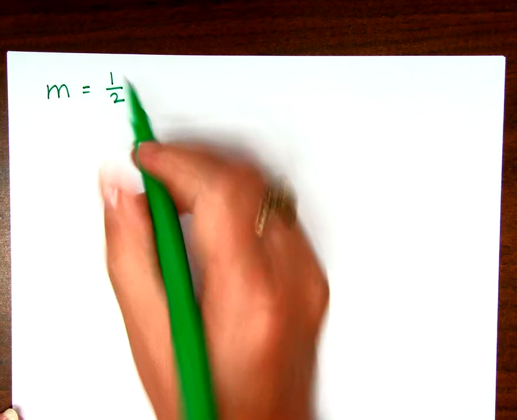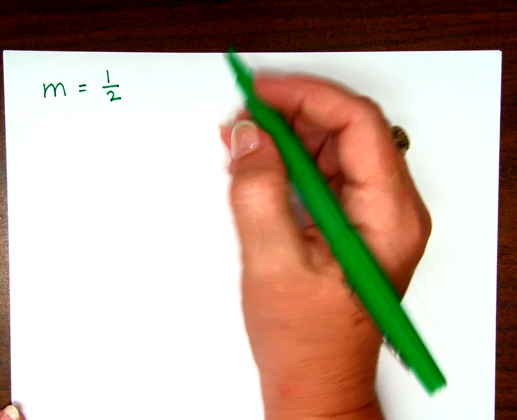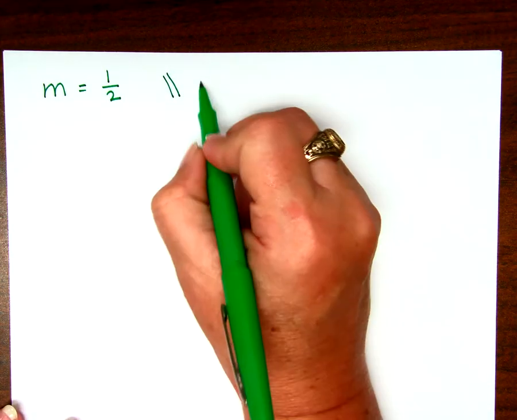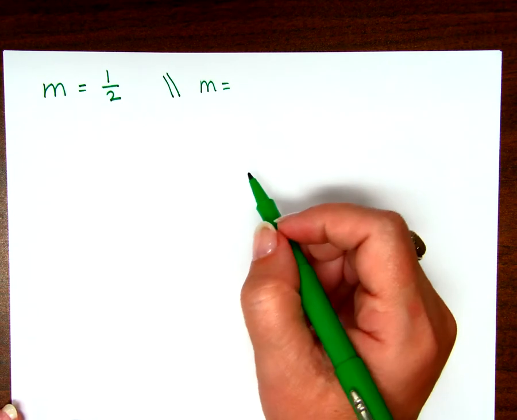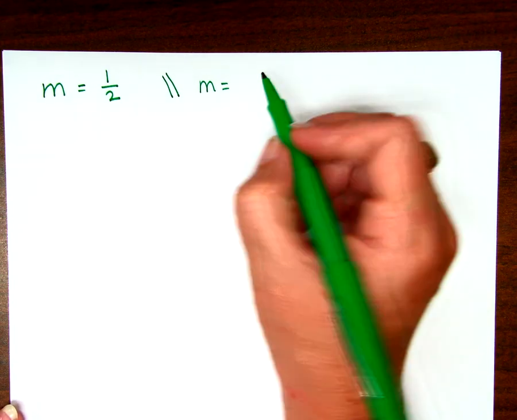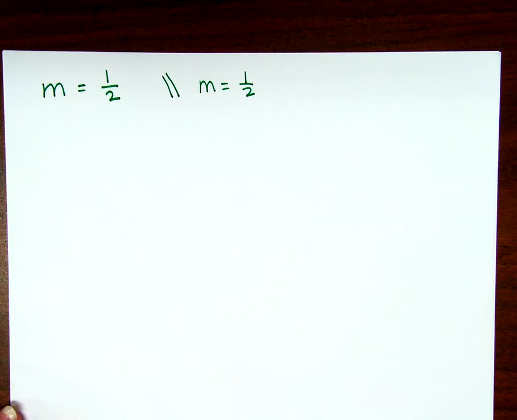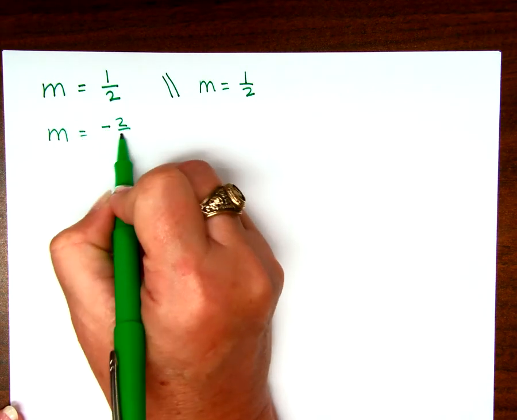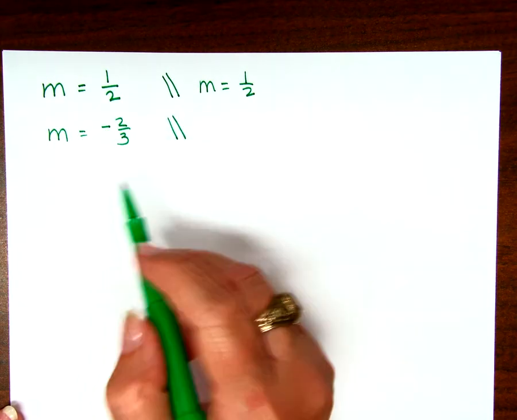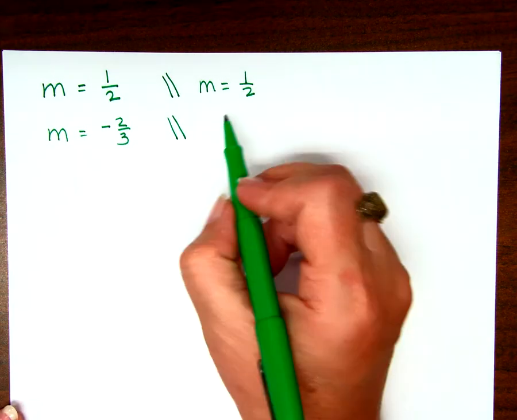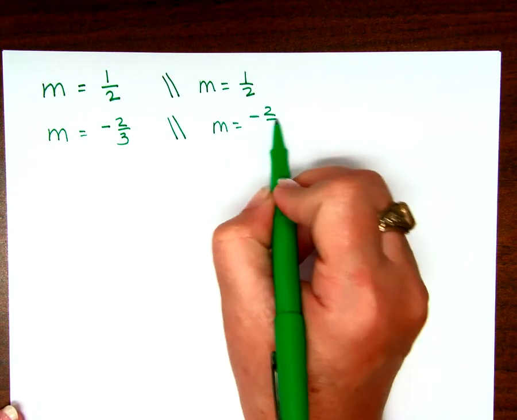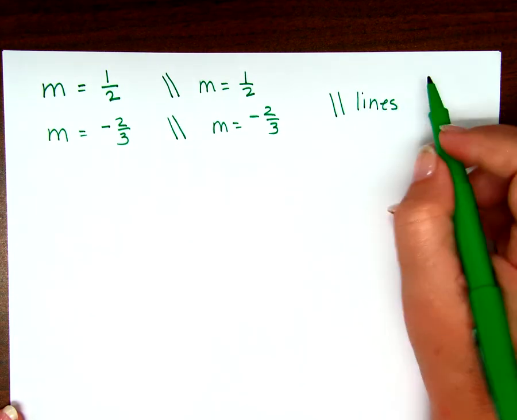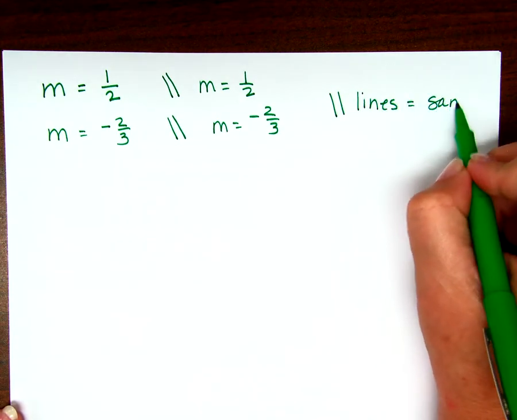Okay, so if I tell you this line has a slope of 1/2, I want you to tell me the line that is parallel to it. What's the slope? Parallel. 1/2. If I tell you that the slope is -2/3, what's the slope that's parallel to it? -2/3. Because parallel lines have what? Same slope.